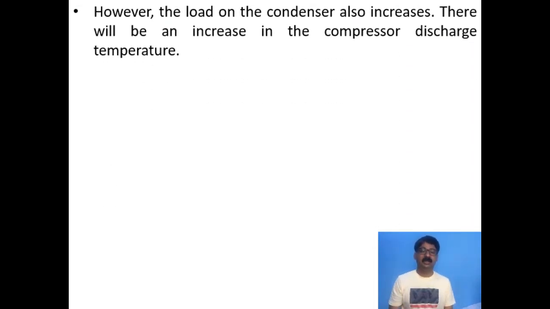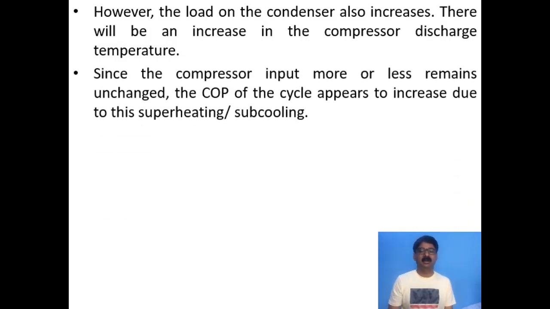However, the load on the condenser also increases. You can see that instead of heat being rejected to the atmosphere from 2 to 3, it will now be from 2 dash to 3 dash. So there is an increase in the amount of heat rejected to the atmosphere, and hence some increase in load on the condenser. There will also be an increase in the compressor discharge temperature. You can see point 2 dash moving to the right in the superheated region, so the discharge temperature of the compressor increases. That means the vapor temperature will be high at the exit of the compressor.